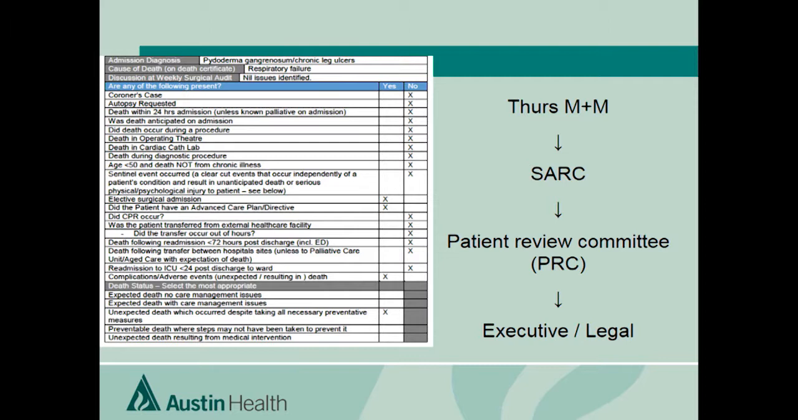And these are, was it a coroner's case, was it an autopsy, and have a lot of predefined things. So this puts some semi-objectivity in relation to the nature of a patient who dies. And just as there's in our deteriorating patient committee, an escalation tree for the committees. From the Thursday morbidity and mortality meeting, it goes to SARC. If there's perceived problems with care, it goes to a further committee, which has physicians and anaesthetists and quality coordinators called the Patient Review Committee. And if there's a big problem, it can go to executive and legal.